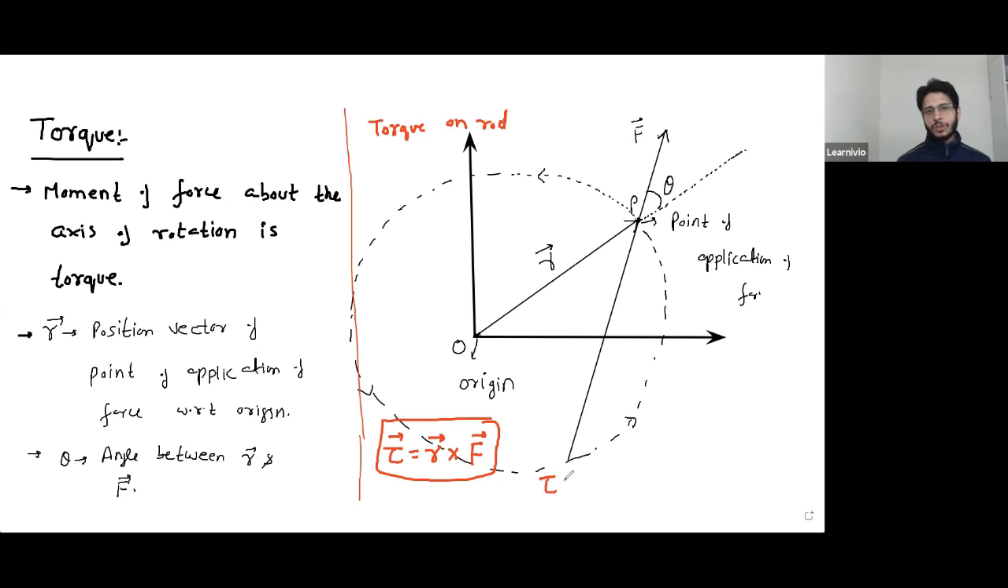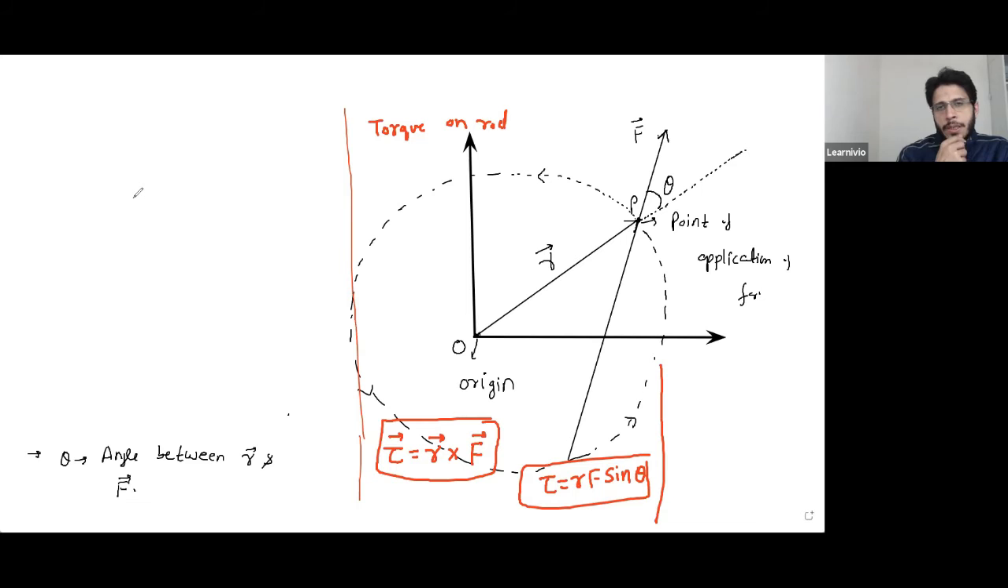If I open this cross product, then this torque comes out to be Rf sine theta. You remember cross product? R cross f is Rf sine theta. You can write this torque in one more form. This is one formula, which is R cross f. You can do one more thing.